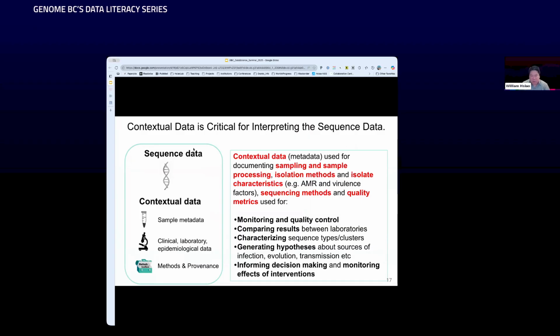So contextual data is critical for the interpretation of the sequence data, and there are many types of contextual data. It can be used to document the sample collected, document the laboratory and clinical processes, and it could also document the method used and the data provenance, so who owns the data and who processed the data. So it has various utilities as well.